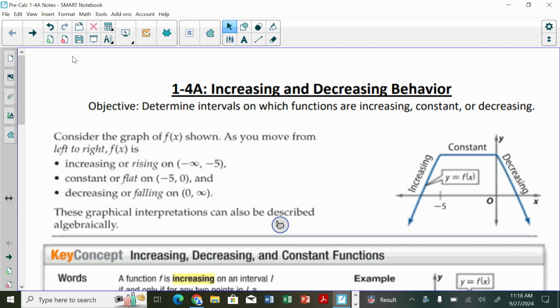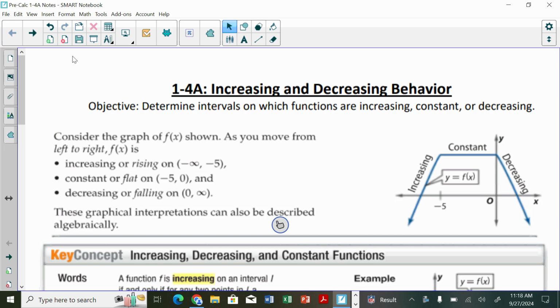Lots to cover again. 1-4A, this is increasing and decreasing behavior. So 1-4, we're going to split into two sections, 1-4A, 1-4B. 1-4A is a little longer, 1-4B is a little shorter. Okay, so let's get to it because there's a lot on this one.